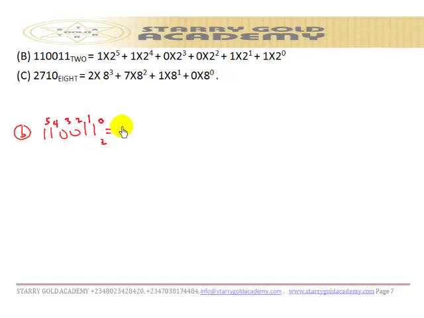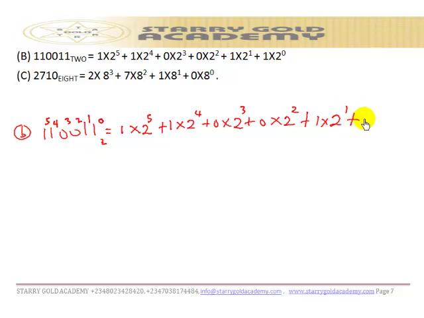So what do you do? 1 times your base to the power 5, plus the second one times your base power 4, plus 0 times your base power 3, plus 0 times your base power 2, plus 1 times your base power 1, plus 1 times your base power 0. You have successfully expanded this number.